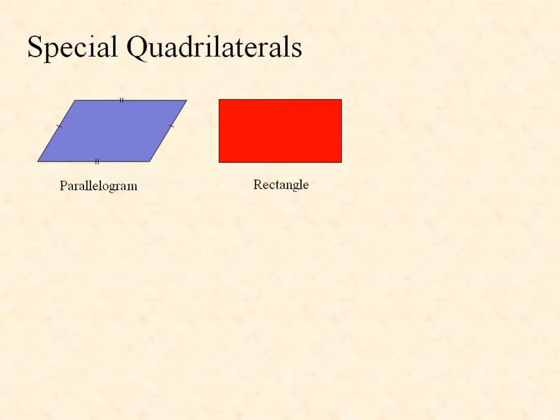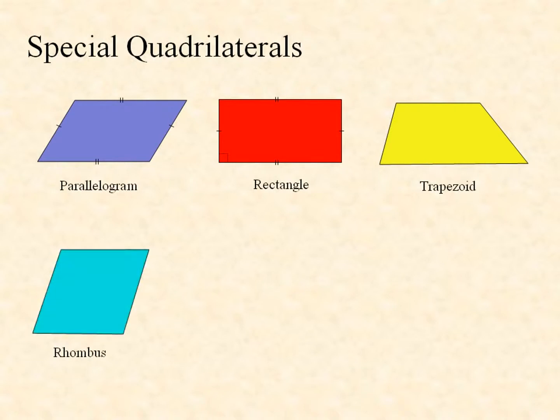The rectangle is a bit more familiar. It's like a parallelogram, but it also contains right angles. Opposite sides have the same length. A trapezoid, two pairs of sides are parallel, but the other sides are not, so no sides have the same length. A rhombus is a special parallelogram in which all four sides have the same length.